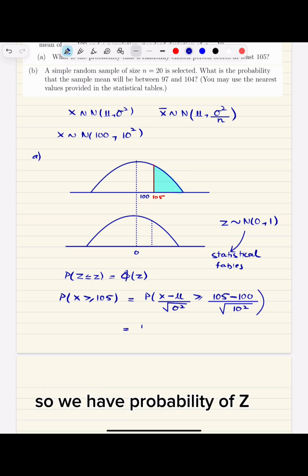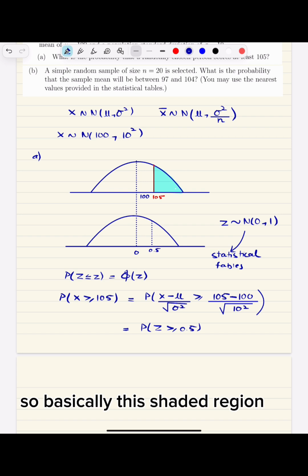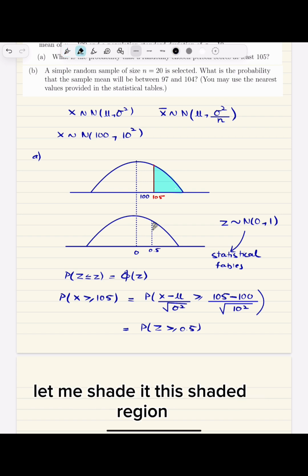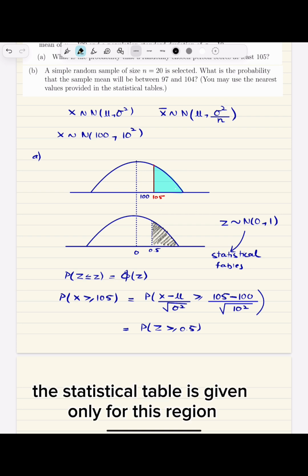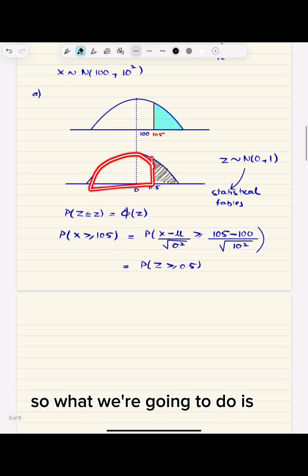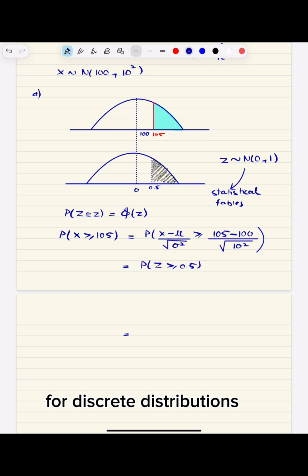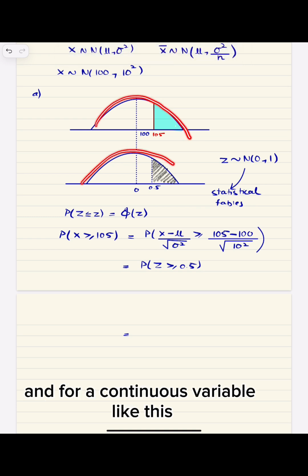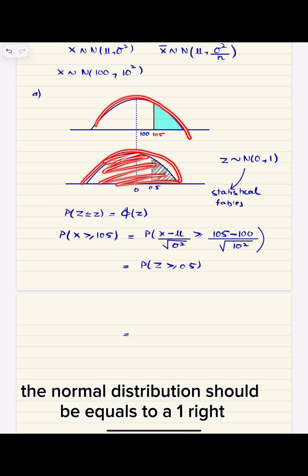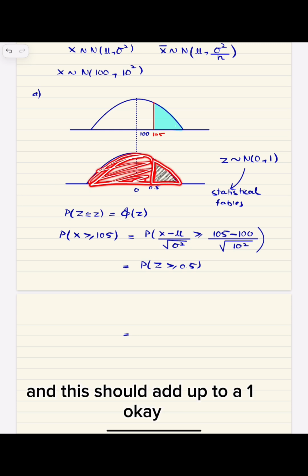So we have the probability of z being greater than or equal to 0.5, basically this shaded region. However, the statistical table is given only for this other region. So what we're going to do is, we know that probabilities have to add up to 1 for discrete distributions, and for a continuous variable like this, the area below the normal distribution should be equal to 1. So the area below the curve over here should add up to 1.